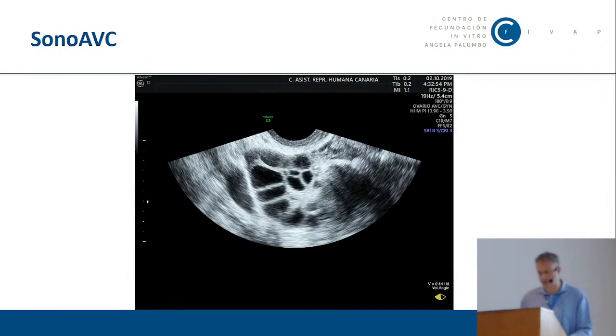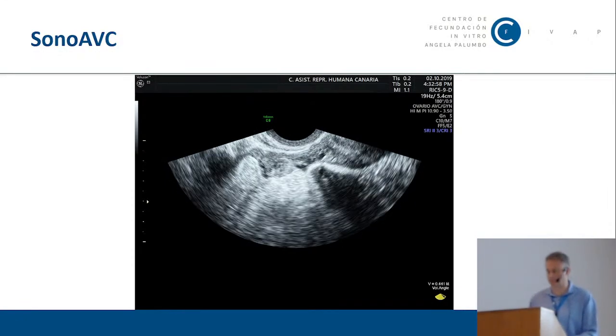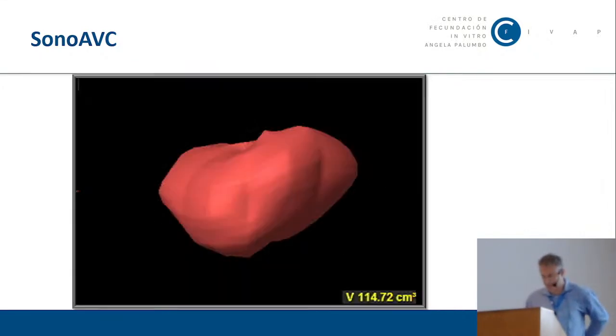We first acquire a three-dimensional volume. I think these are the two words that you must say in this talk. And when the limit of the ovary is calculated, the software calculates this volume, and then identifies each of the follicle units found in the ovary.